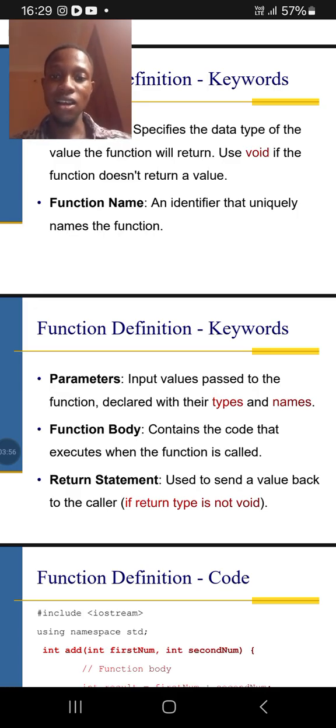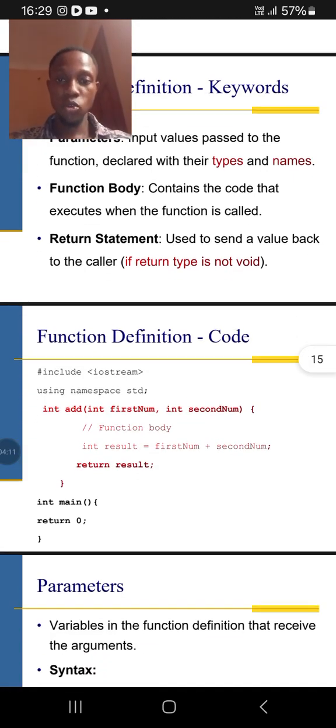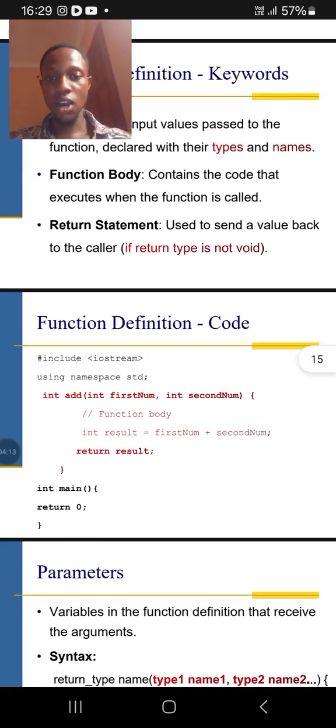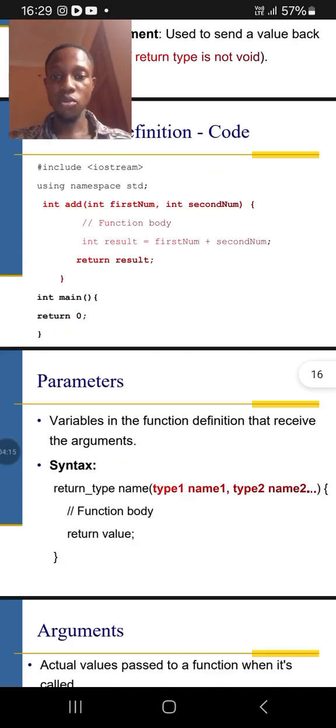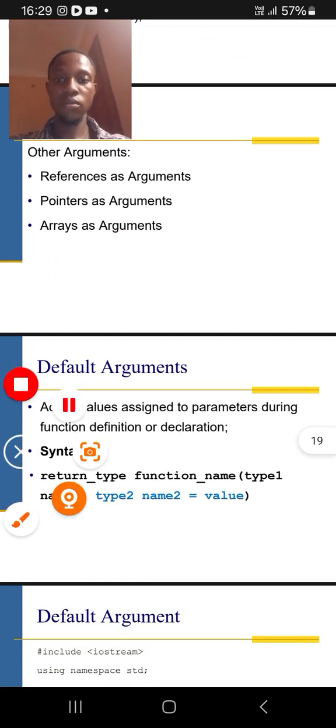And the other one is the return statement. It's used to send a value back to the caller if the return type is not void. You use void if the function doesn't return a value. So this is the code for it. I'll be doing an example again, so let me continue with the example.